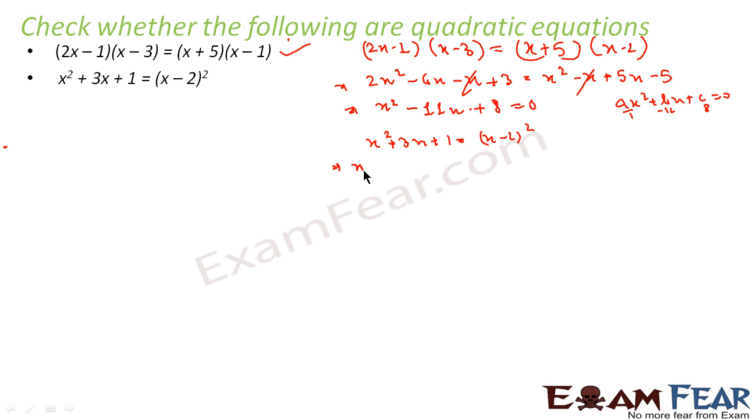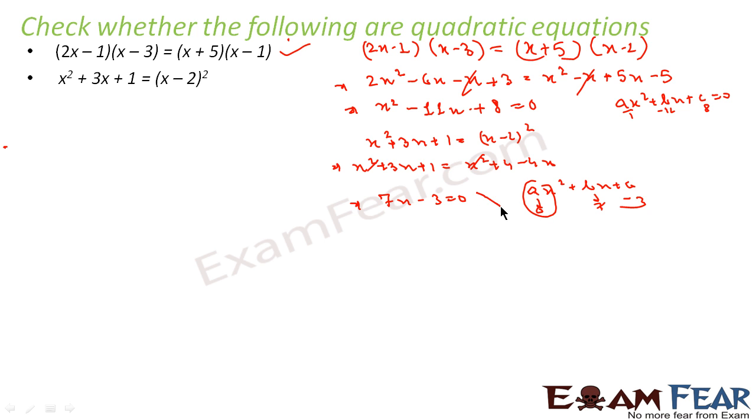This becomes x square plus 3x plus 1 is equal to x minus 2 whole square, which is nothing but x square plus 4 minus 4x. a square plus b square minus 2ab. x square cancels. So this equation is nothing but 7x minus 3 is equal to 0. If you compare this with ax square plus bx plus c is equal to 0, you see that a is equal to 0, b is equal to 7 and c is equal to minus 3. Since a is equal to 0, this is not a quadratic equation.